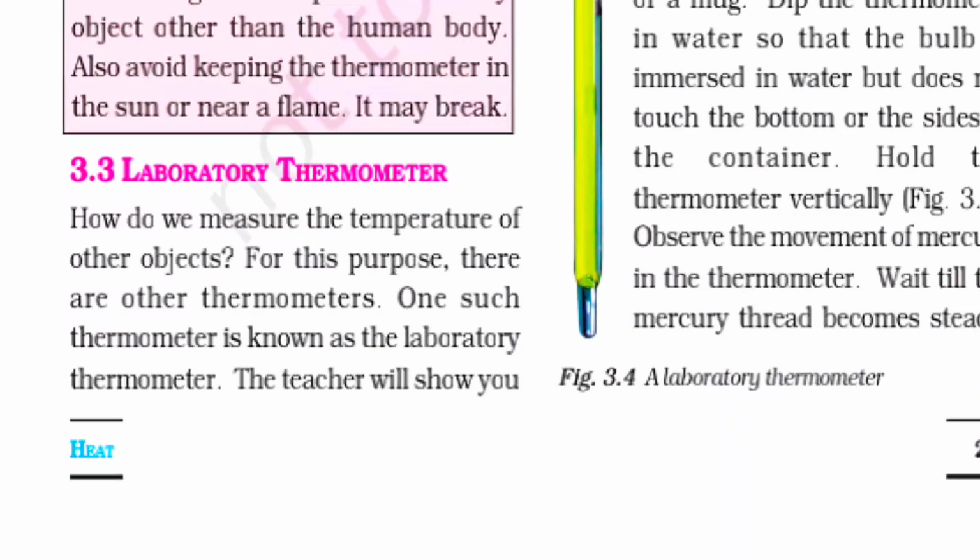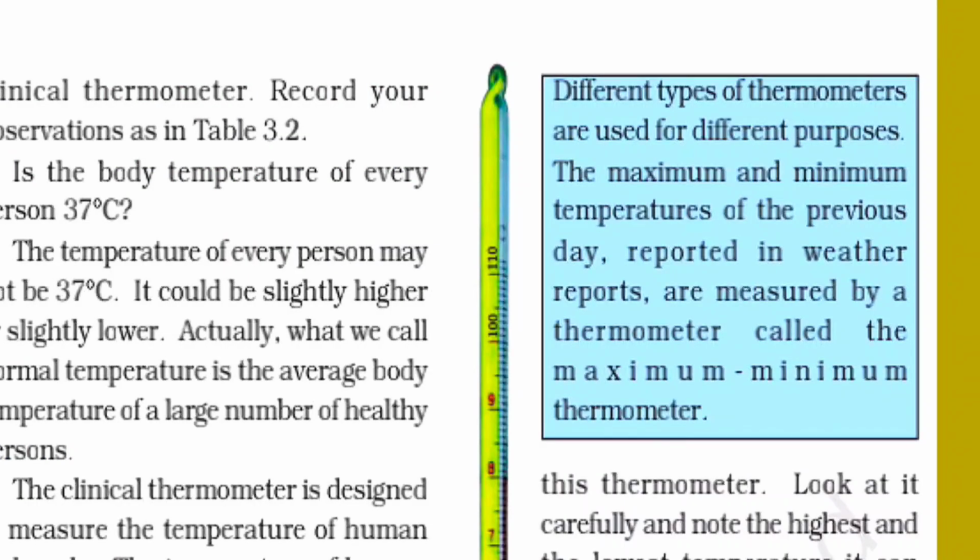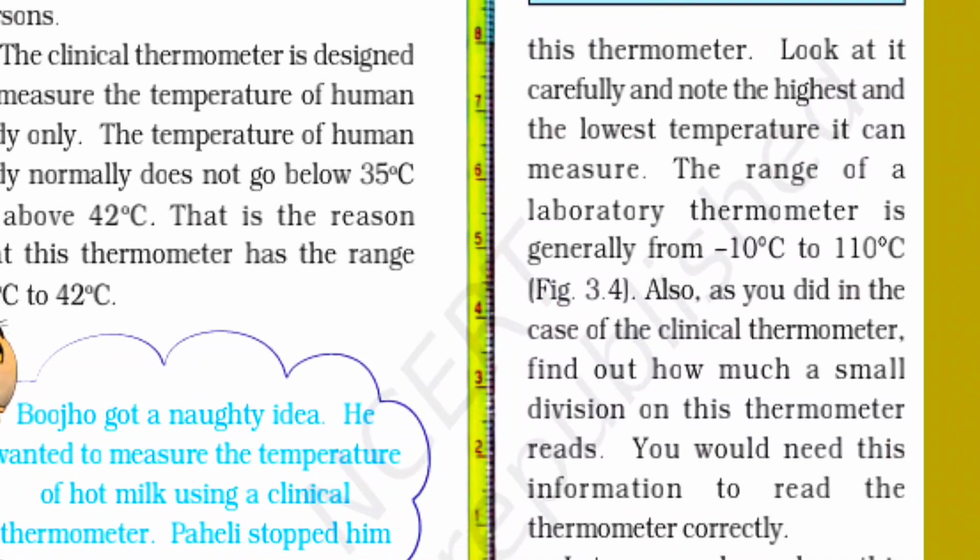Laboratory thermometer. How do we measure the temperature of other objects? For this purpose, there are other thermometers. One such thermometer is known as the laboratory thermometer. The teacher will show you. Different types of thermometers are used for different purposes. The maximum and minimum temperature of the previous day reported in the weather report is measured by the thermometer called the maximum-minimum thermometer.